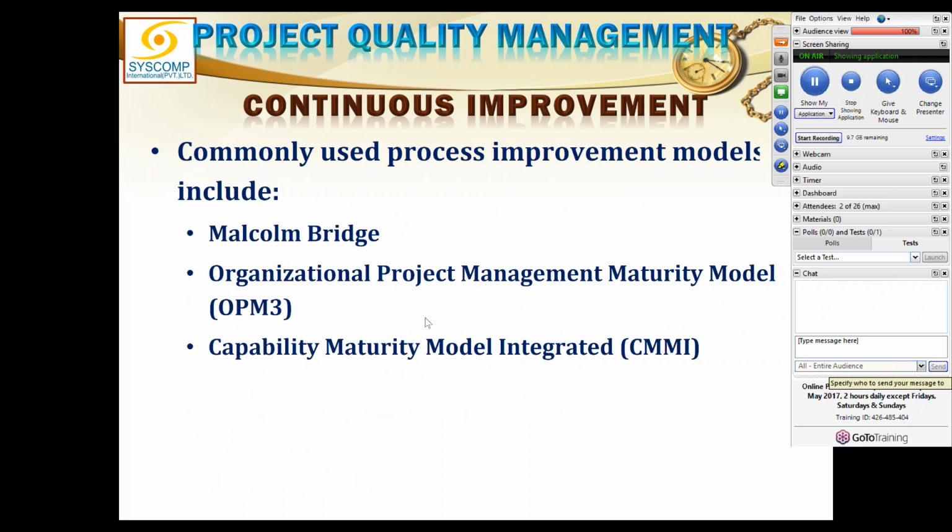These are some of the process improvement models which are in vogue. Malcolm Baldrige, very famous for all industry, especially manufacturing. OPM3 is PMI's Organizational Project Management Maturity Model. Capability Maturity Model Integration, CMMI. You might have heard the same organization which created ISO created CMMI. ISO was a standard. This model is for maturity, right?